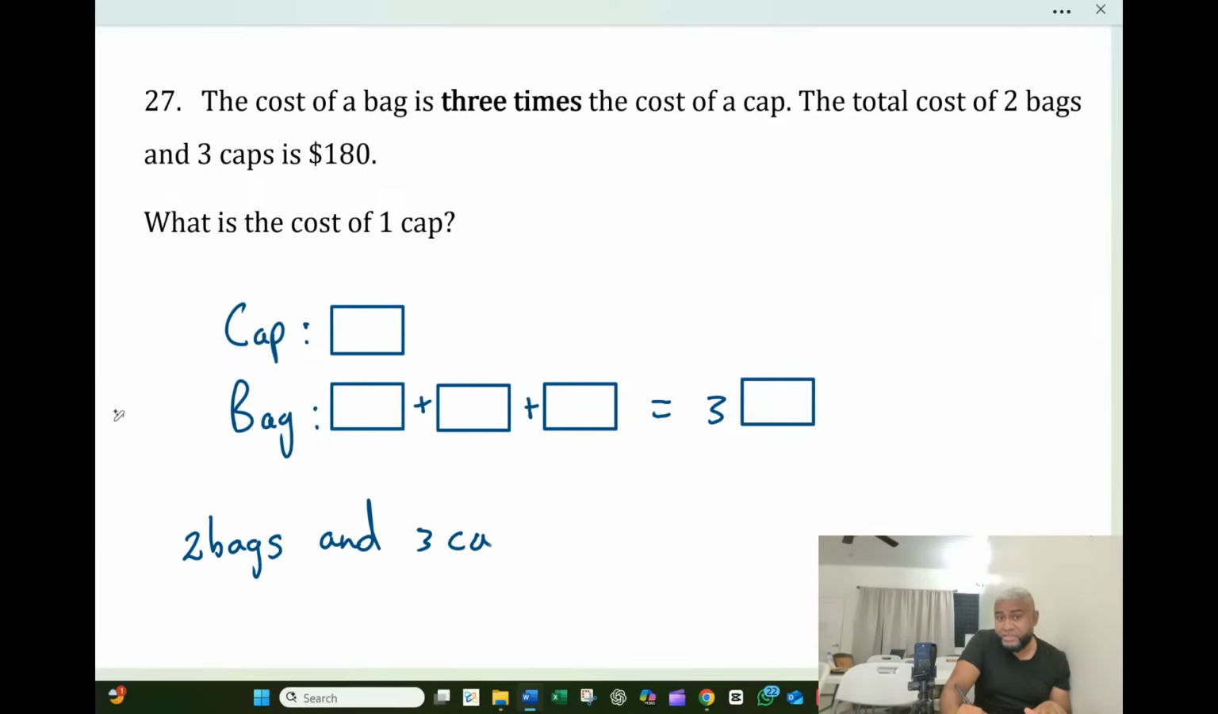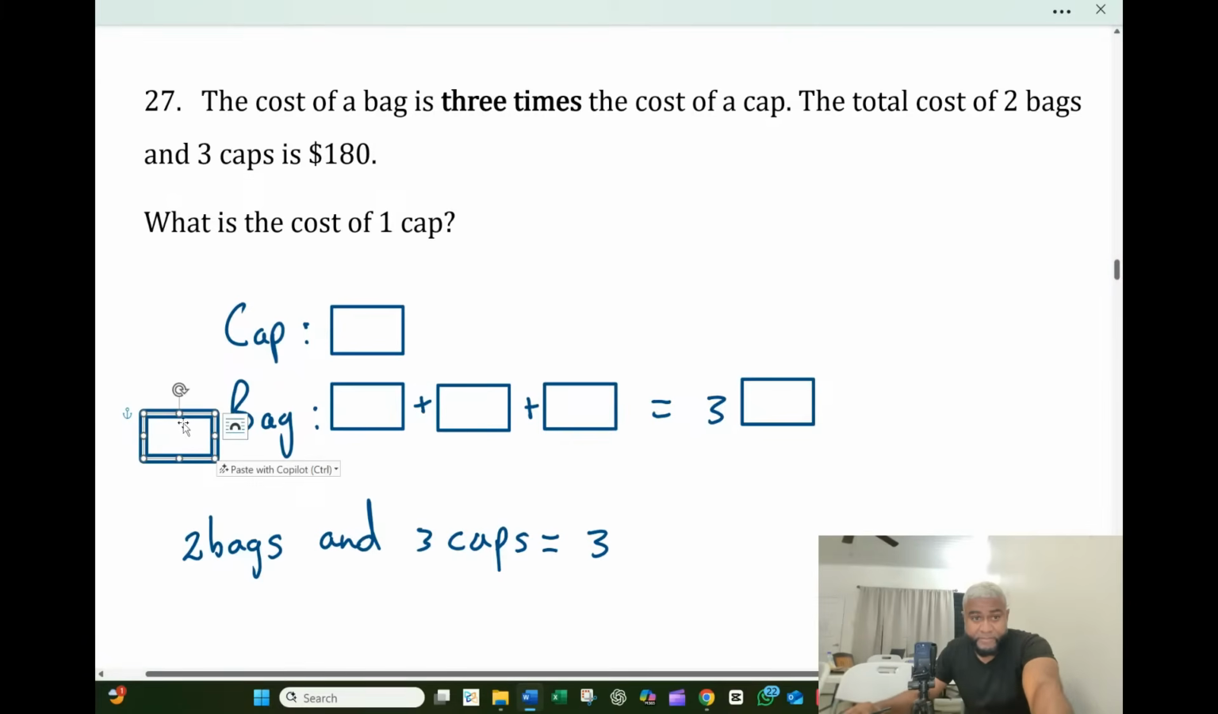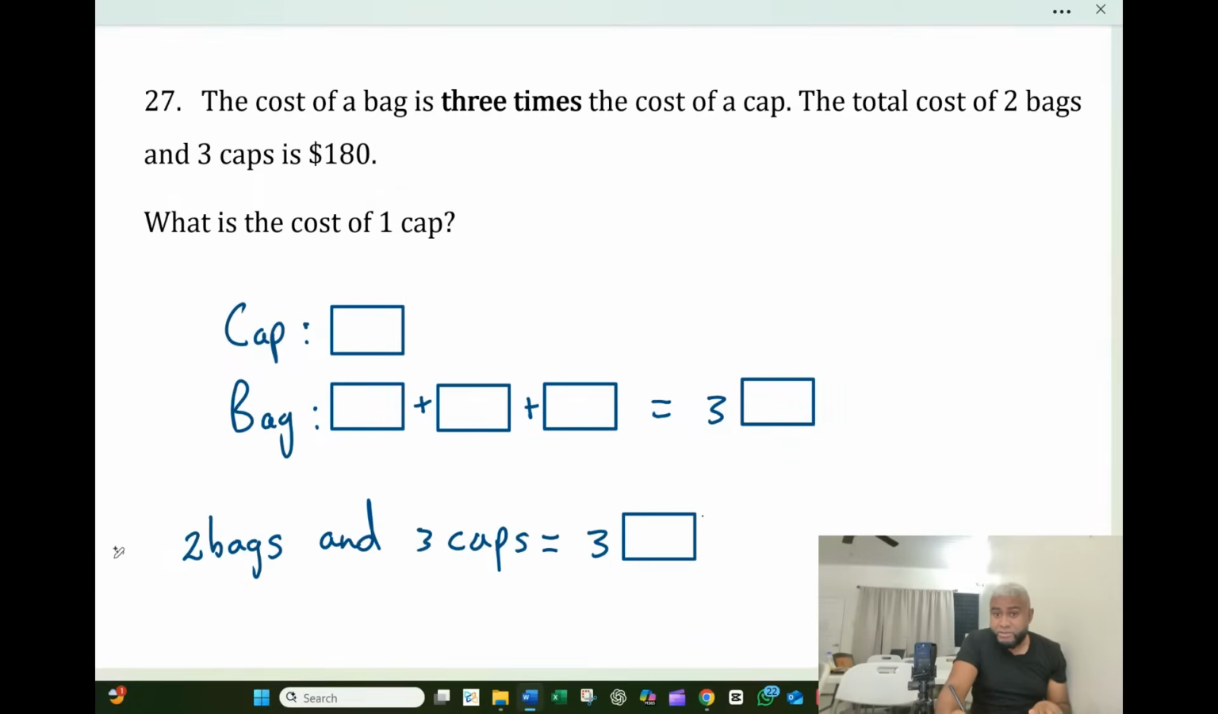What's your rationale behind it? Composure is everything in this exam. Compose yourself, watch the information. 2 bags would actually be 3 rectangles, right? 3 rectangles plus 3 rectangles. Everybody with me there?